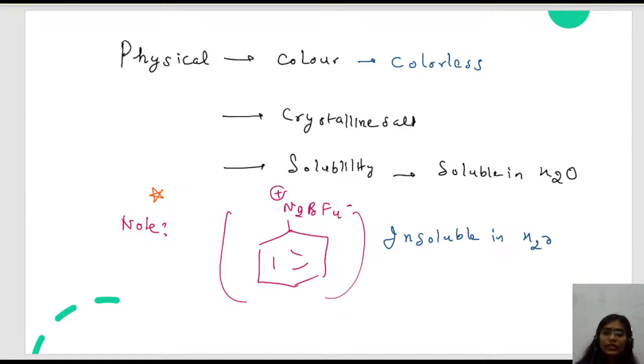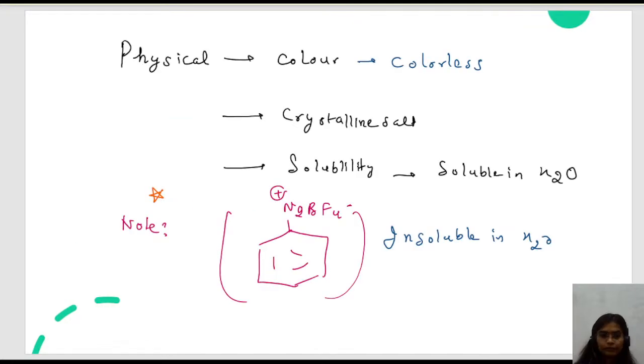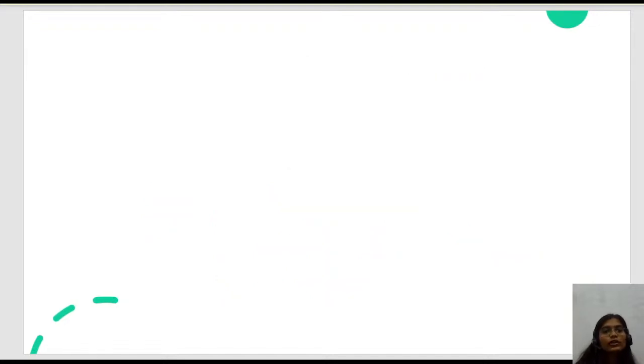Now let's talk about the chemical properties, because they are going to be the important part here. If you want to note it, just note it down. Okay, I hope you're done. So let's continue with the chemical properties. Some chemical properties you already know, and some are a new portion for you.